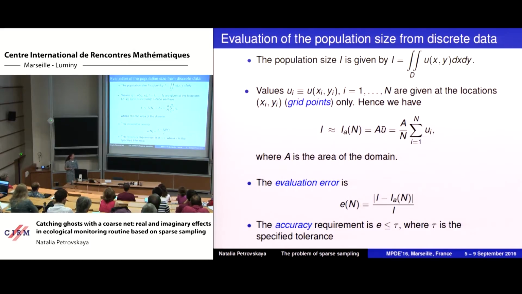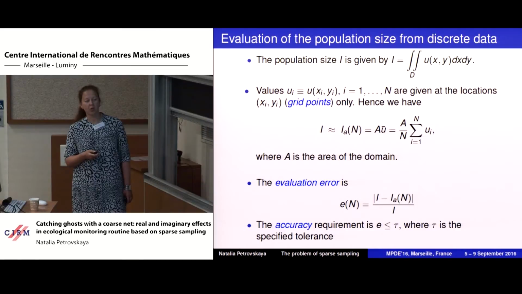We have to replace our continuous problem with a discrete problem, and therefore, instead of computing the exact integral, we make this evaluation. What ecologists do is compute the average and multiply with the area of the domain. And because we replace the exact answer with some approximation, we have to introduce the evaluation error. This is just the definition, and that is how accurate we want to be.